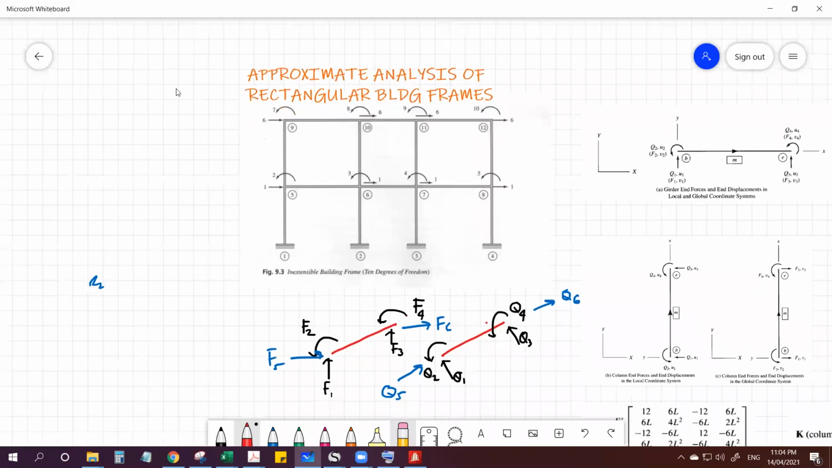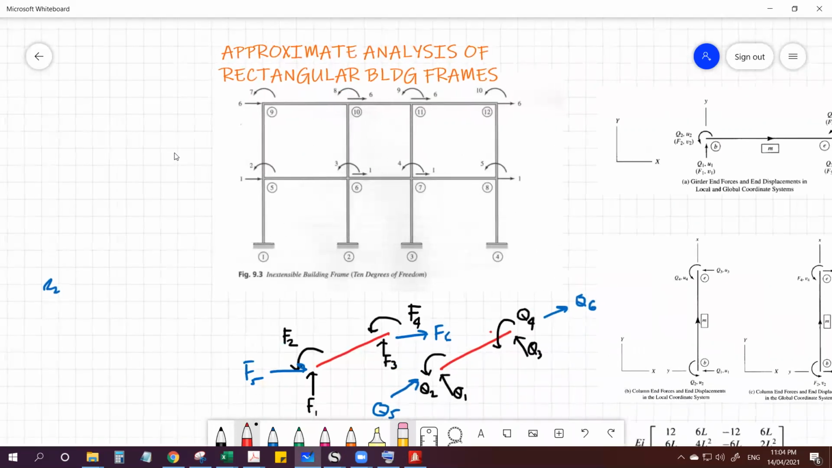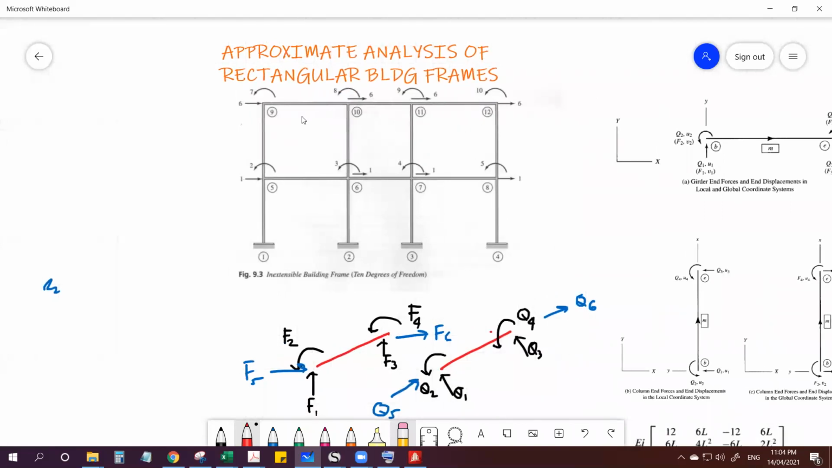Okay, so let's extend the discussion of beam stiffness matrix to approximate analysis of rectangular building frames. So as you see here, a typical building frame is like this. Okay, for example, here we have 3 bays.